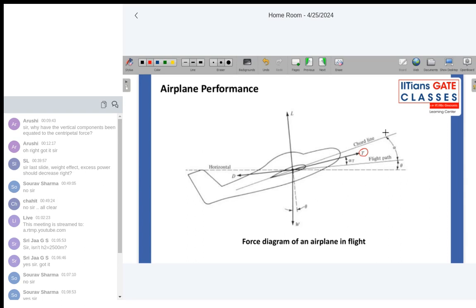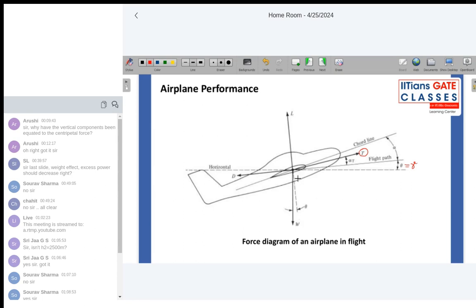The angle between the flight path and the chord line of the wing is called the angle of attack. The angle between the horizontal axis and the flight path is called the climb angle gamma. In some textbooks, they have used theta. So these are the four forces acting on the airplane: lift, drag, thrust, and weight.